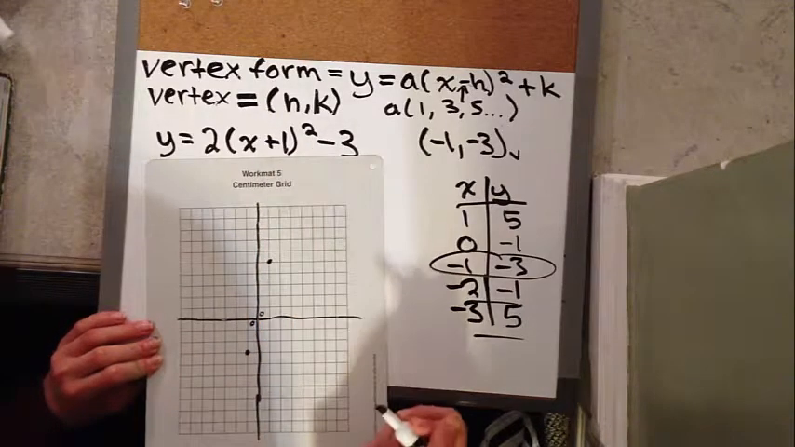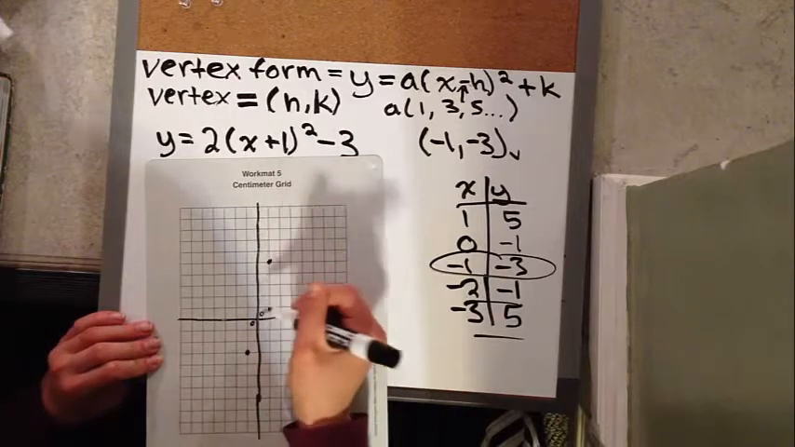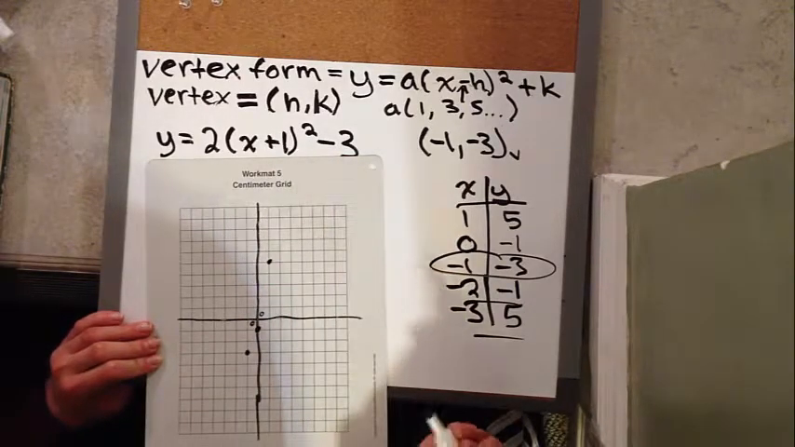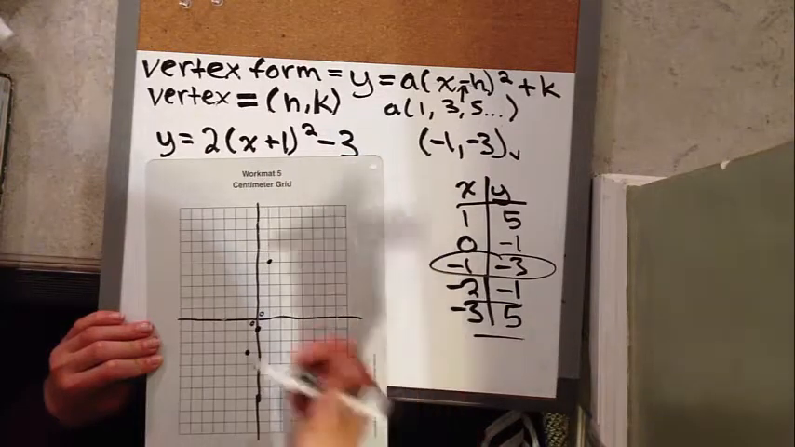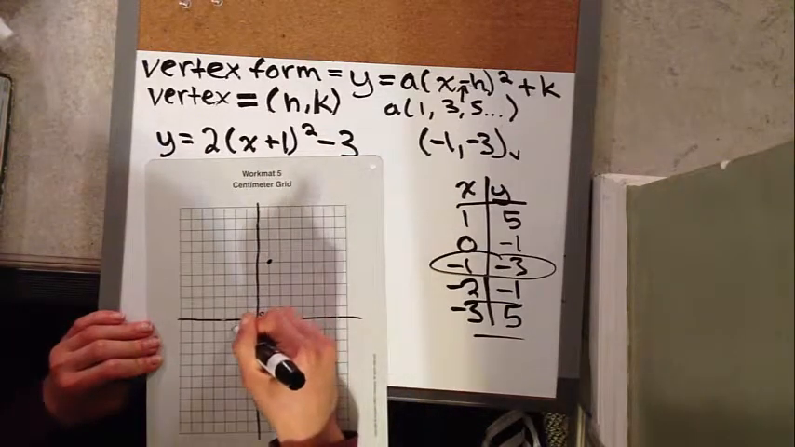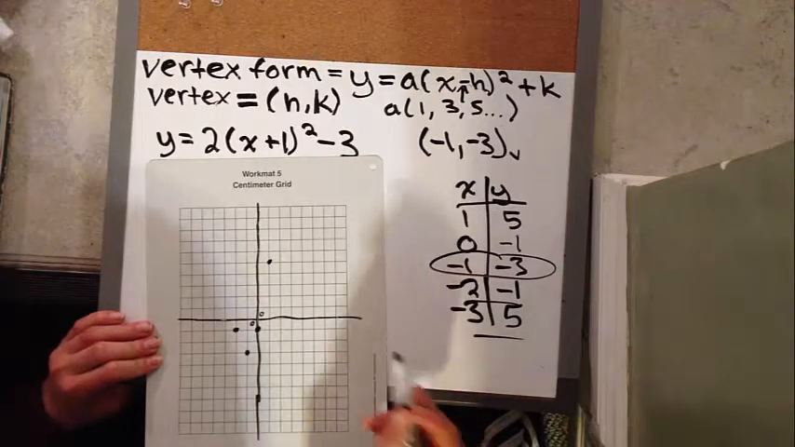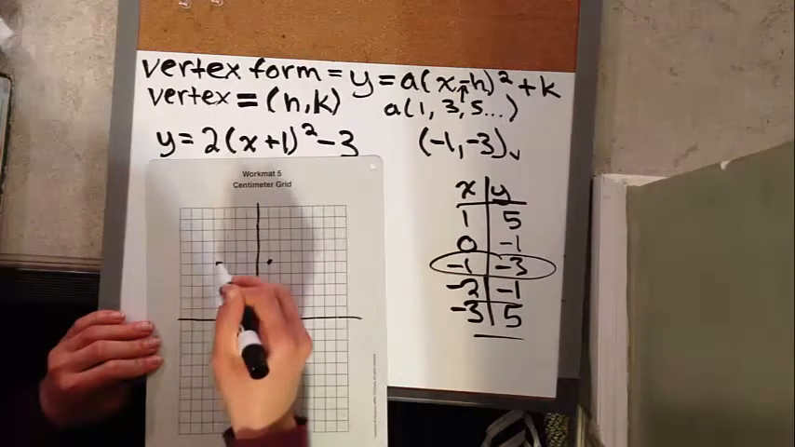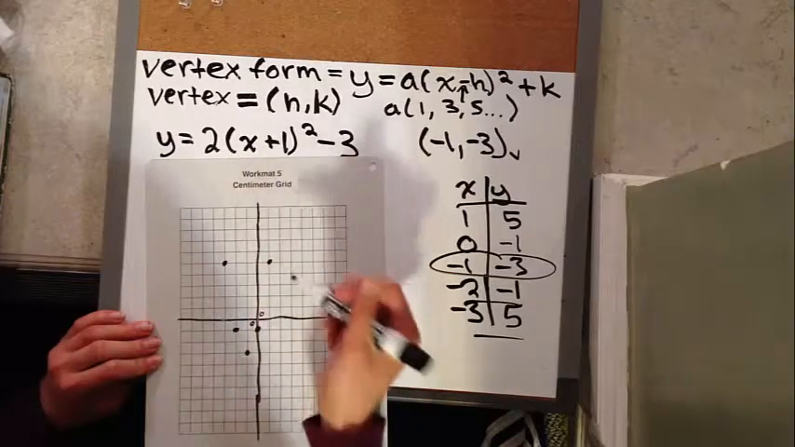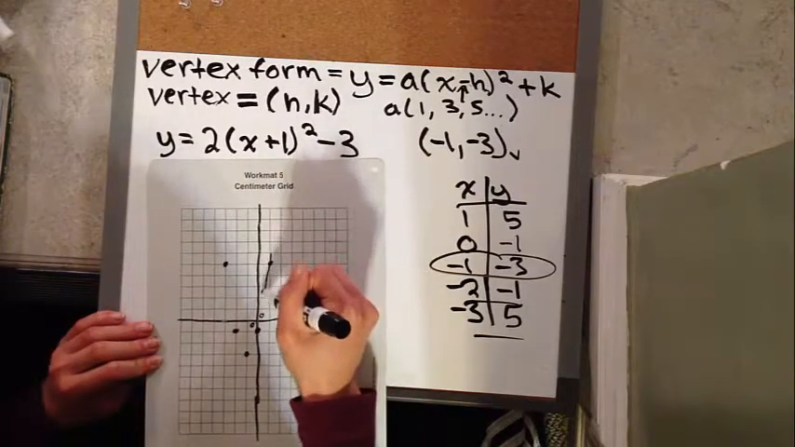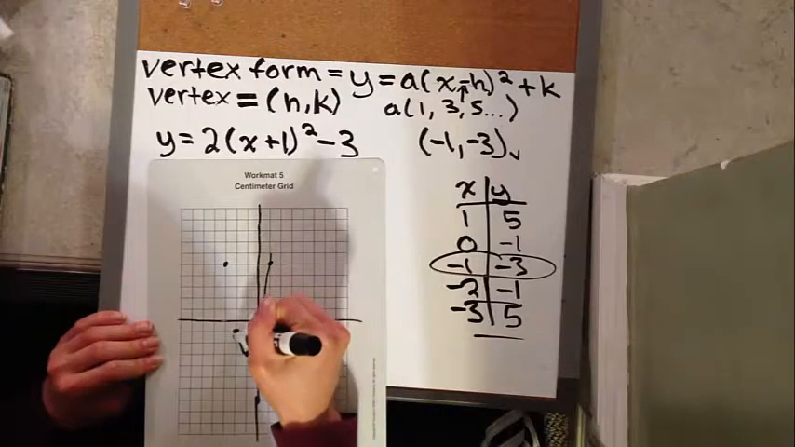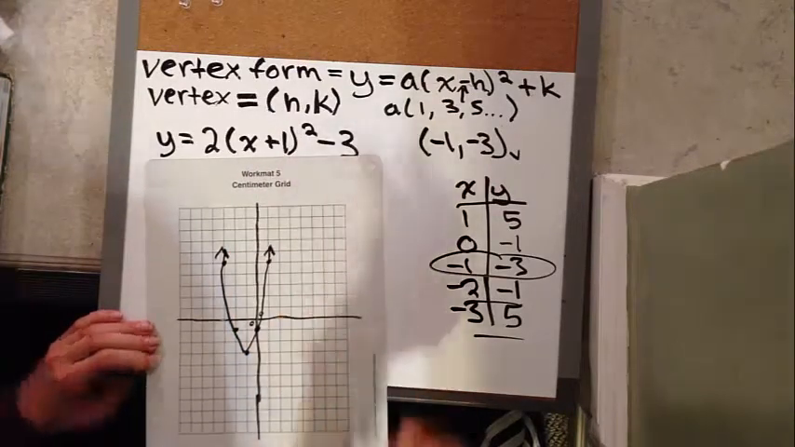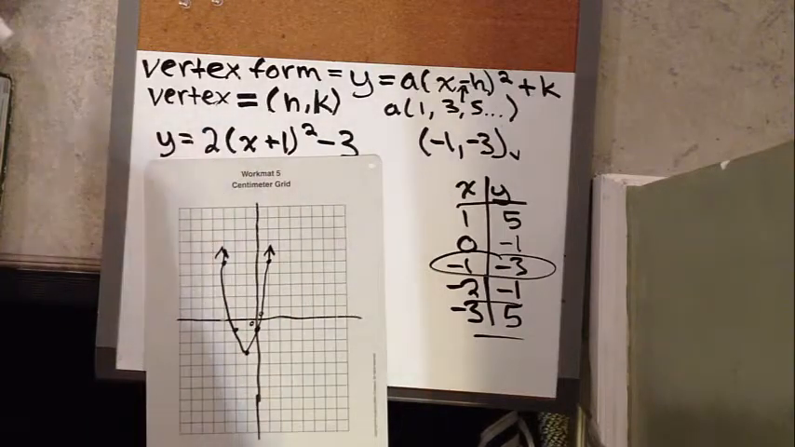Second point, (0, negative 1). Third, we have the vertex. Fourth, (negative 2, negative 1). And last point, (negative 3, 5), right up here. And we just draw our parabola up. Oops, a little crooked. That's alright. Okay, and that's your parabola.